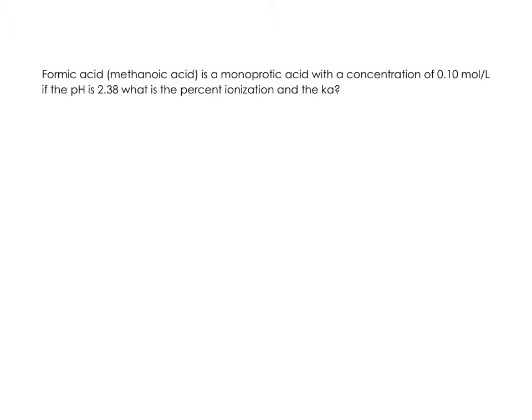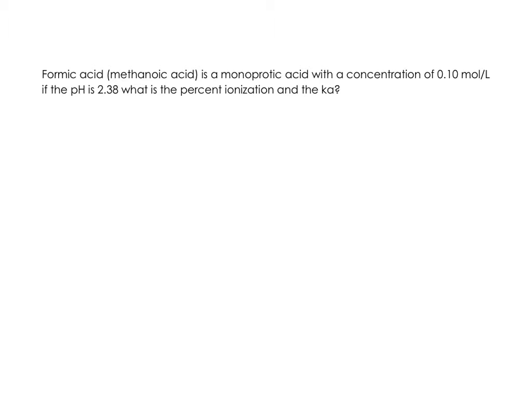So now let's do an example. Formic acid. This is methanoic acid. It's a monoprotic acid with a concentration of 0.10 mole per liter or 0.1 molar solution. If the pH is 2.38, what's the percent ionization and the Ka value?